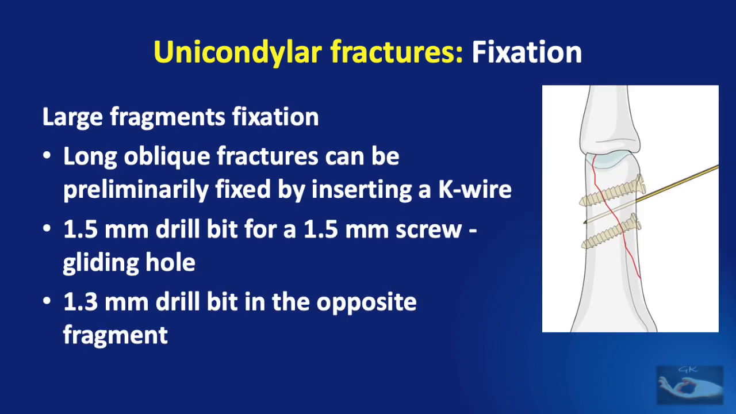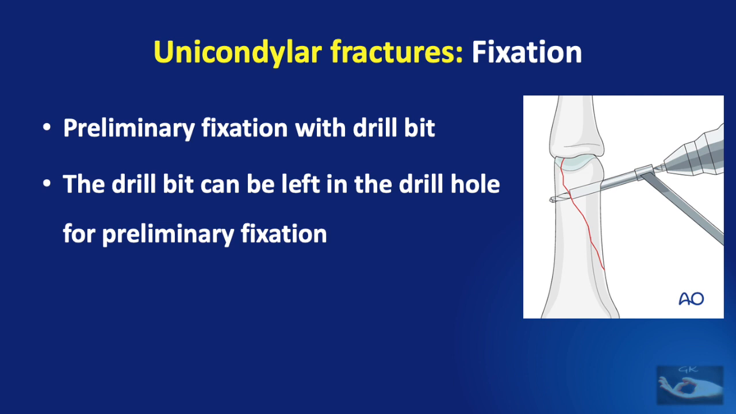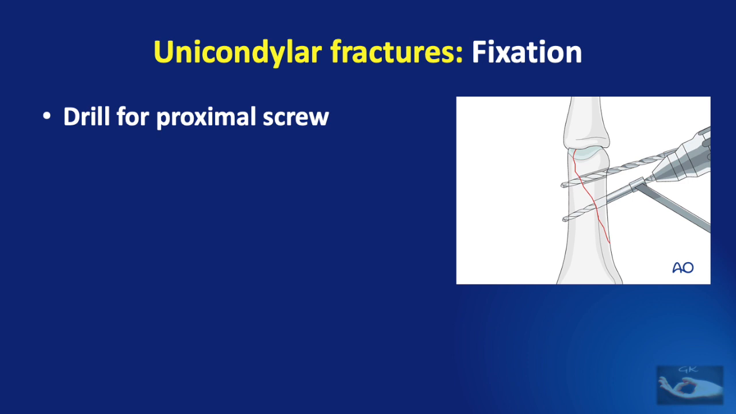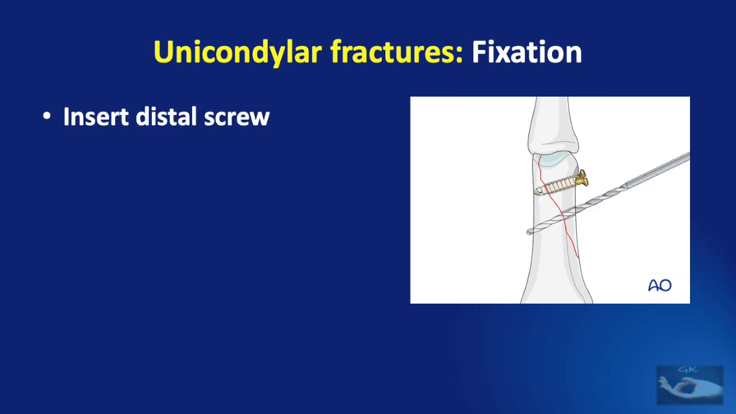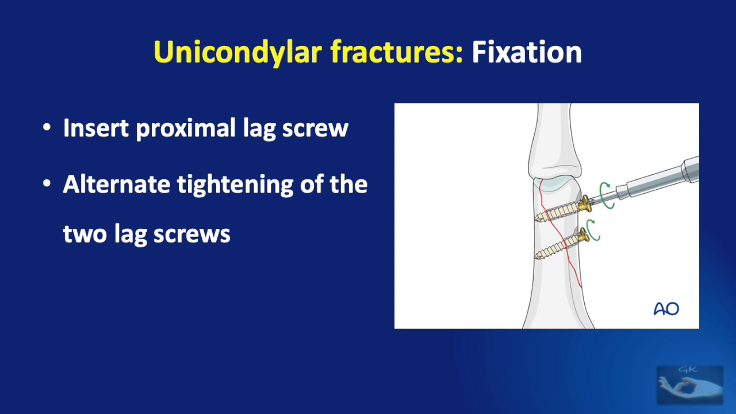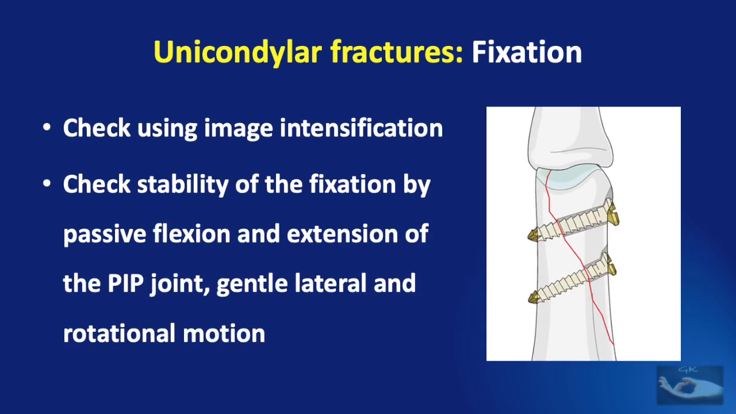For large fragment fixation, a preliminary fixation can be done by inserting a K-wire and then a 1.5 mm drill bit for a 1.5 mm screw to form the gliding hole, and a 1.3 mm drill bit in the opposite fragment to form the thread hole. Preliminary fixation can also be done with the drill bit left inside. Then drilling is done for the proximal screw. The distal screw is inserted first, and then after inserting the proximal screw, alternate tightening is done so that both screws are tightened together. After the fixation, both manual checking and checking with image intensification need to be done.